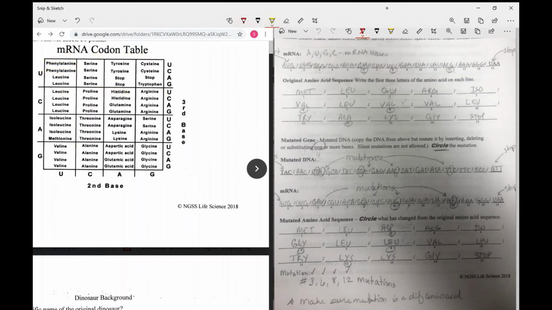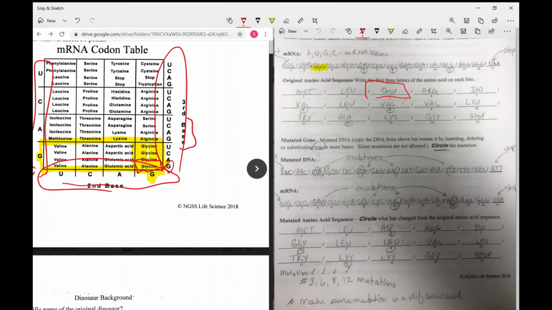Okay, the next one is GGG. So I'm looking at G, which is this entire box. I'm looking at G, which is just this box. And then I'm looking at G, which is GLY. Okay, so this is the first position over here. First letter, second base, third base. The base is the letter, so that's how you know. And that is in the packet on the front page, this codon table.